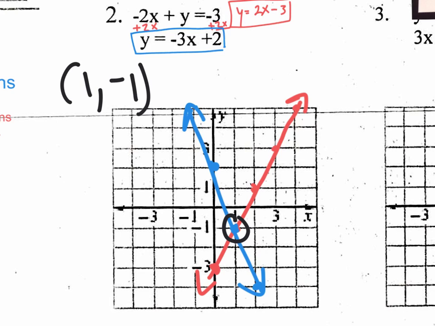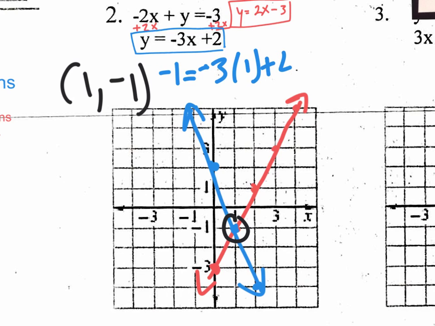Now you want to double check it. All you got to do is plug in a 1 for x and a negative 1 for y. Negative 2 times 1 is negative 2 plus a negative 1. That really does give me a negative 3. Or you could plug in the 1 in here for x and the negative 1 right here for y. And that would be negative 1 equals negative 3 times 1 plus 2. And of course that'll work also because you'll get negative 3 plus 2, which is negative 1.